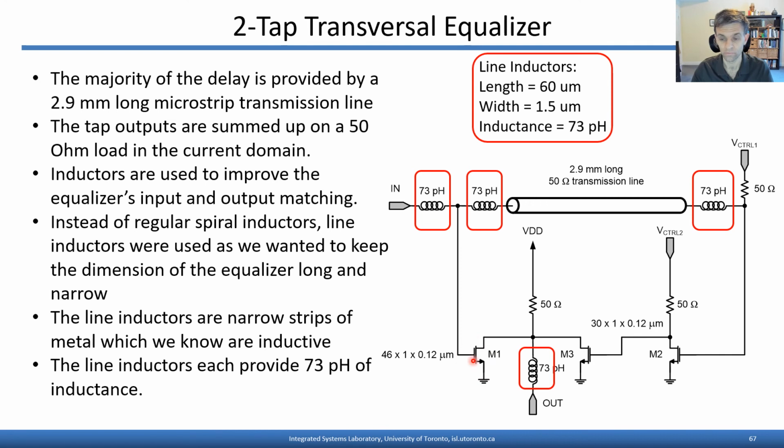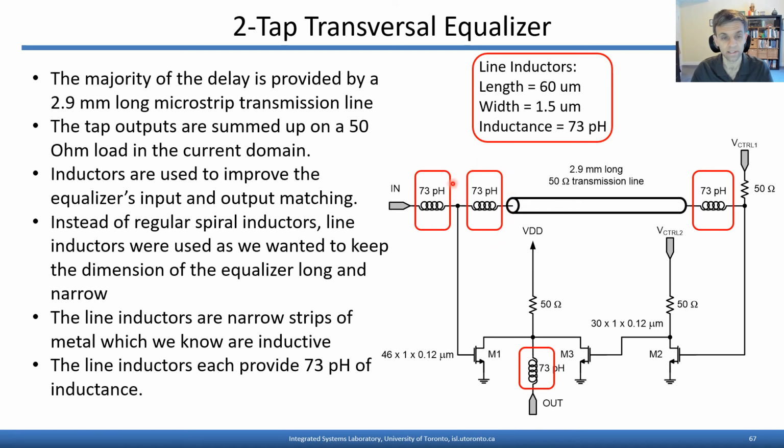The input goes through this common source transistor M1 serving as a transconductor, and the output of the transmission line goes through two common source transconductors M2 and M3. That provides a sign inversion so that the FIR filter tap weights have opposing signs. That allows us to provide a boost at high frequencies relative to low frequencies. The two transconductor tap outputs are summed up on a 50 ohm load in the current domain.